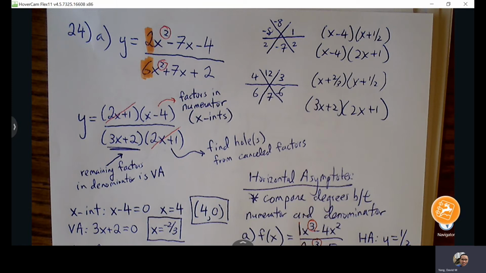The 5 just stays. You can think of the 5 as outside of x. If you want to put it here, it's easier on the x. The 5 just kind of lives there by itself. Once you factor everything out and cancel all the matching factors, you're going to see that there's no more x's left in the numerator. There's still a 5 there, but that 5 is not enough to produce an x-intercept. So you should be getting none for your x-intercept.